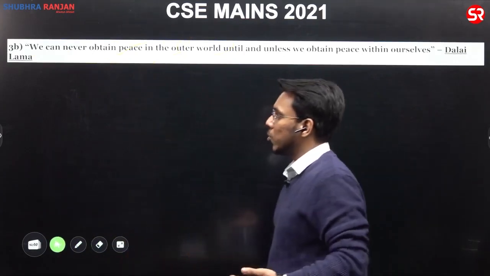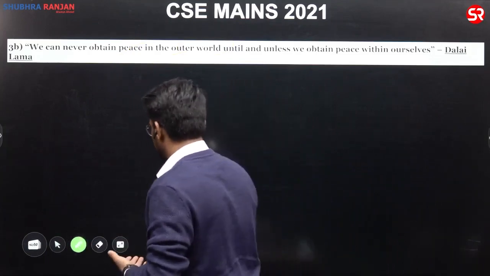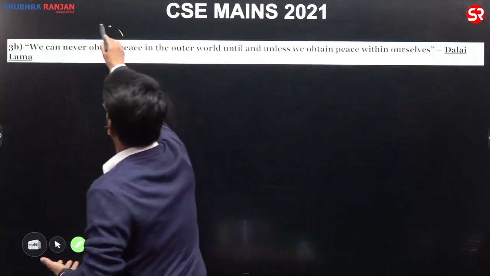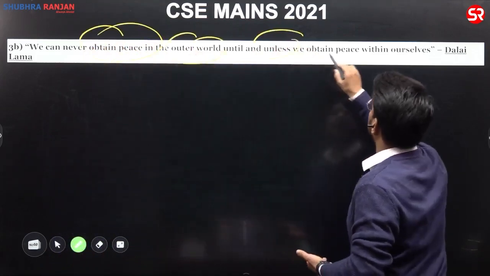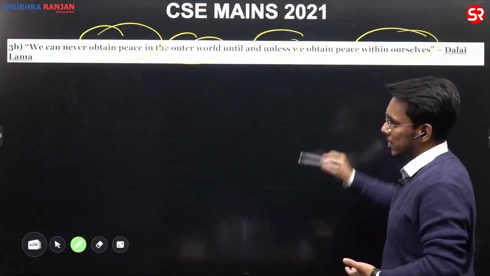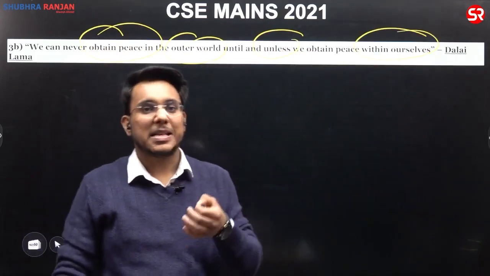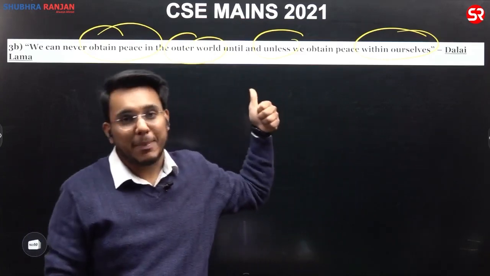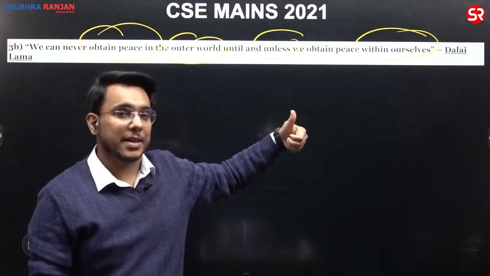Okay, we have another quote, question number 3b. Now this quote is by the Dalai Lama. We can never obtain the peace in the outer world until and unless we obtain peace within ourselves. So what does Dalai Lama say? Dalai Lama says that the peace lies within you. Now this quote is a message centric quote. Earlier quote was value centric quote. This quote is message centric.